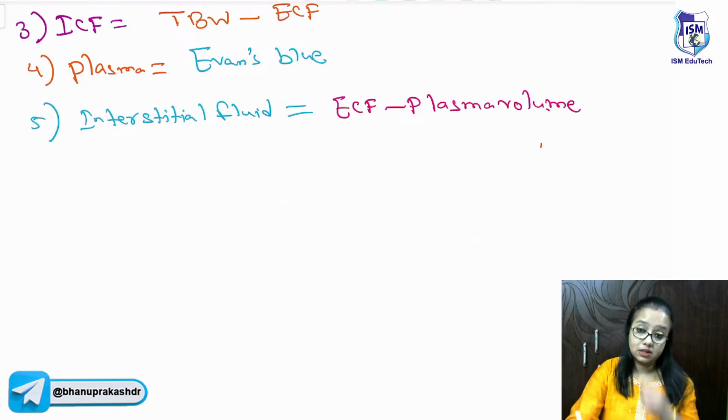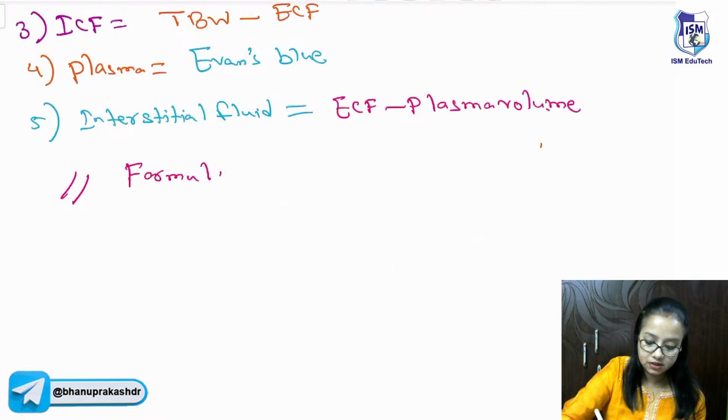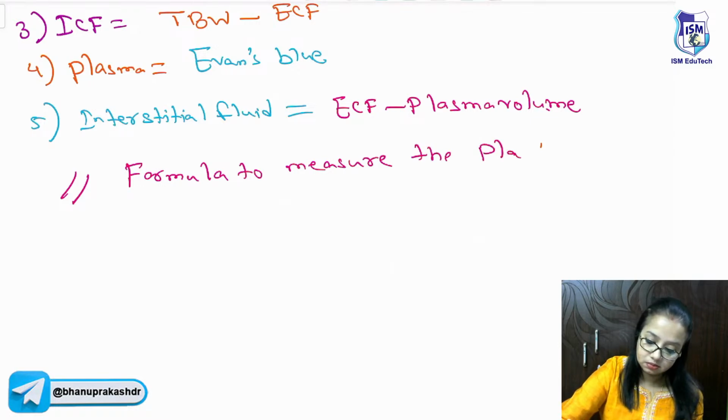If we subtract the plasma volume from the ECF, we get the interstitial fluid. Now, there is a formula to measure the plasma volume very accurately. Formula to measure the plasma volume. So, what do we know?